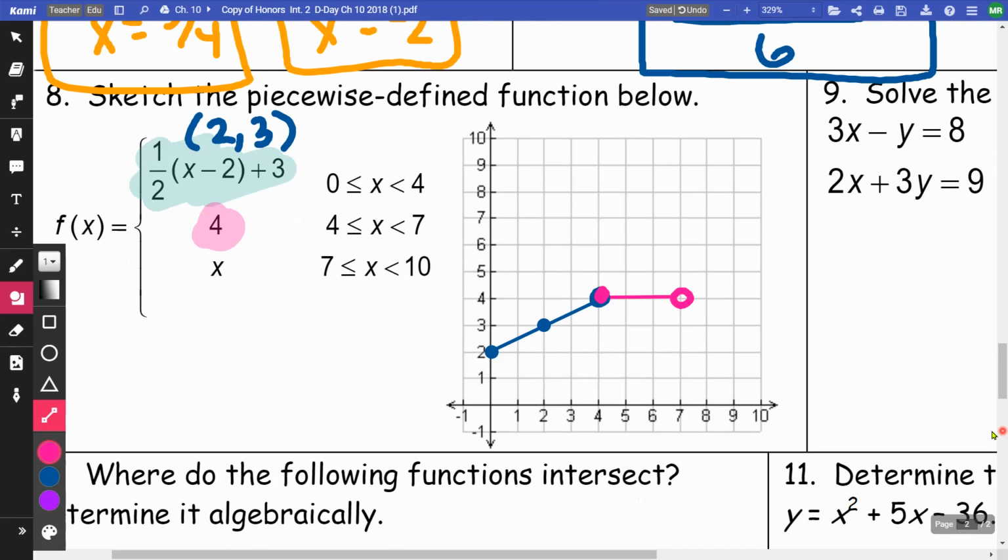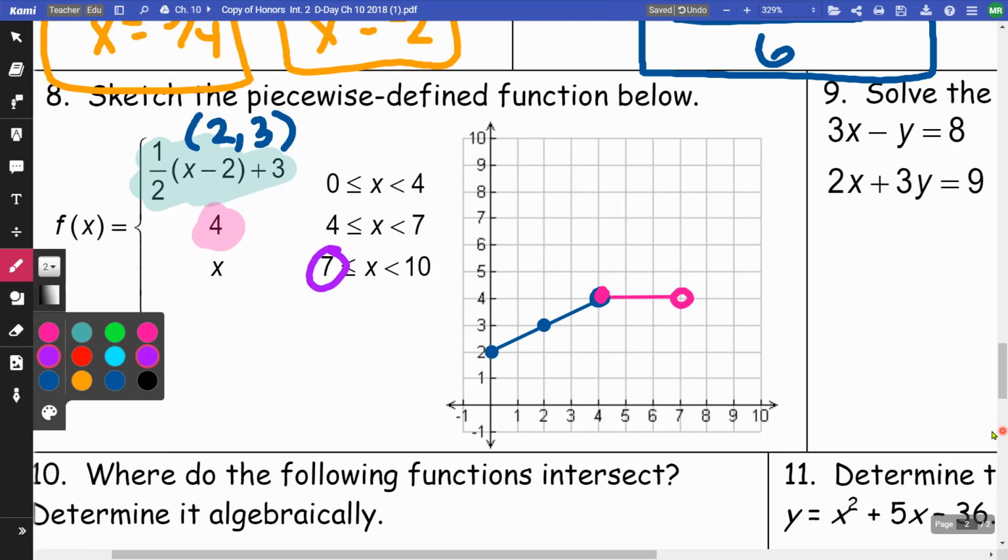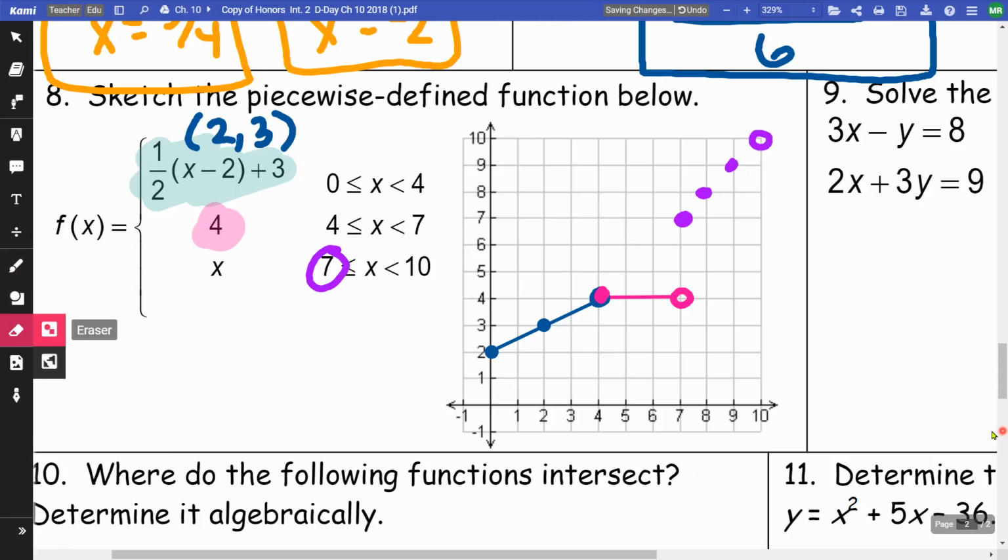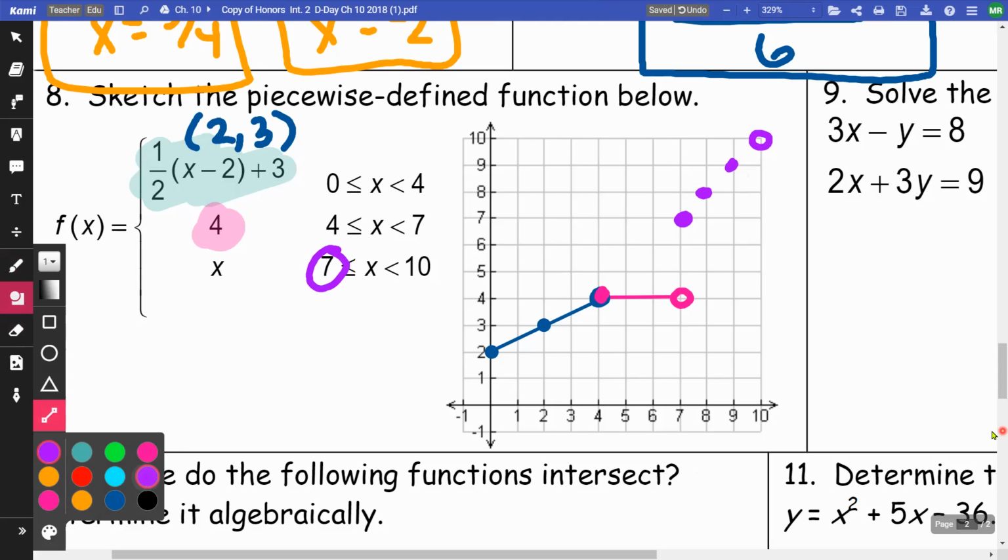Now, the last one is y equals x. Now, what's going to happen is I would probably put in the first value I want. And that first value I want is a 7. So I would put that into this equation. And when I put 7 in, I end up getting 7 out. So I'm going to have a point up here, solid dot, at (7, 7). And then I'm going up 1 over 1, up 1 over 1, up 1 over 1 till 10. And 10 is going to be an open circle because it says that it's not going to be included. And that's our graph.